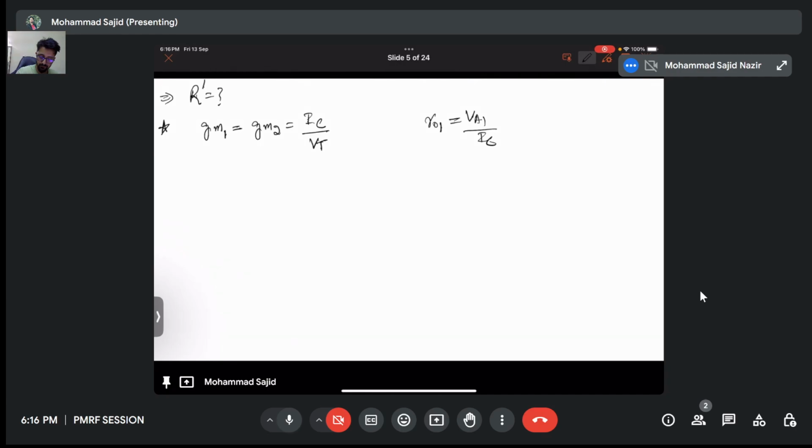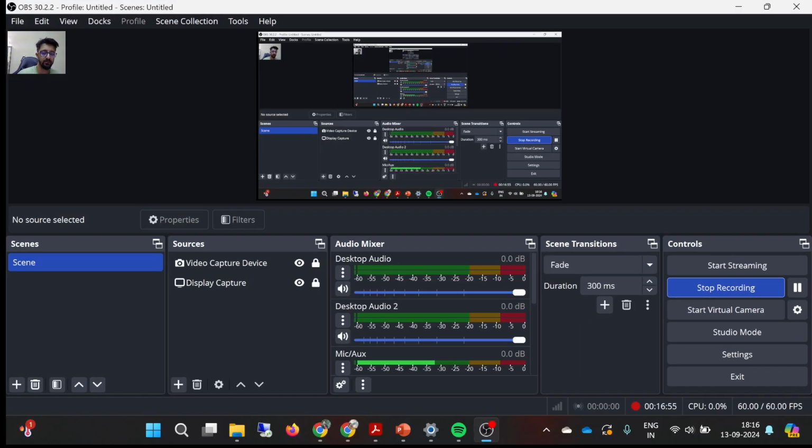One second. So this will be R node 1 and R node 2 will be, okay. I hope audio is coming clearly.